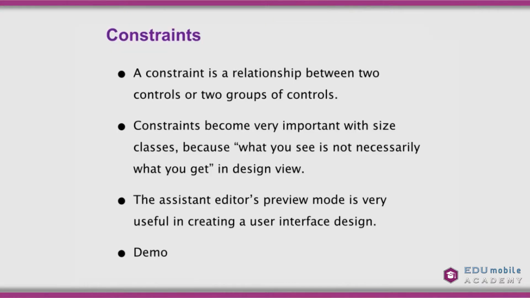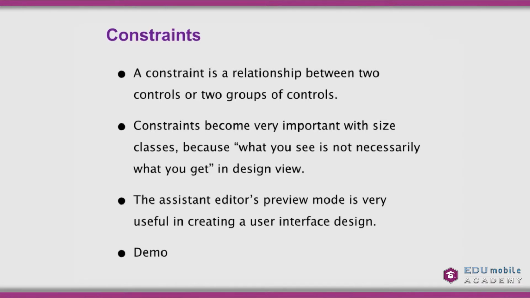Along with this idea of auto layout and size classes comes the idea of constraints. Really, constraints belong to auto layout, and we've had them for at least one generation, I believe two generations of Xcode. But a constraint is a relationship, as we already said, between two controls or two groups of controls. Now, constraints become very important with size classes because, as we will see, what you see is not necessarily what you get in design view when you're using size classes. And we'll see that here in a moment.